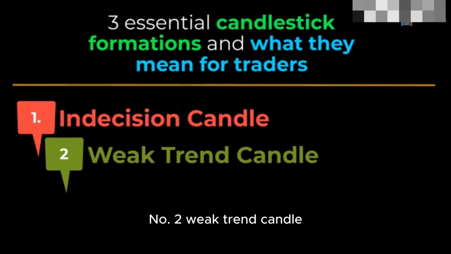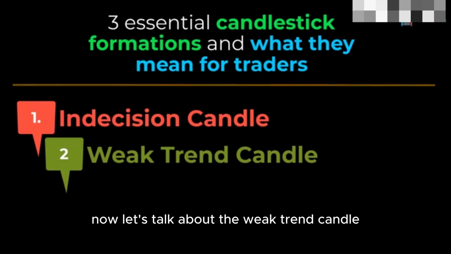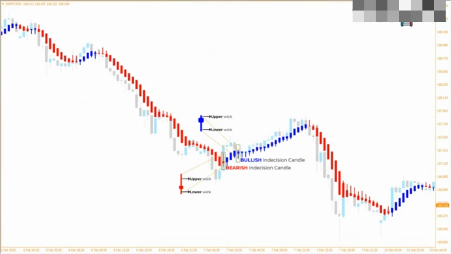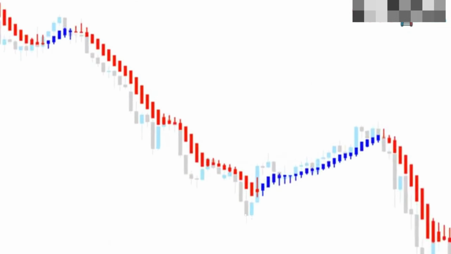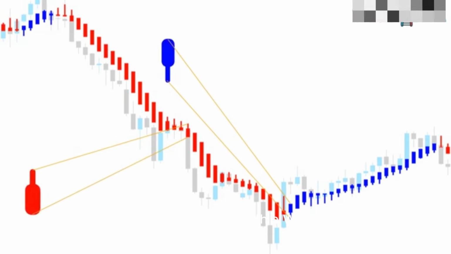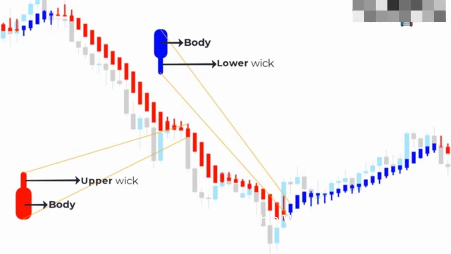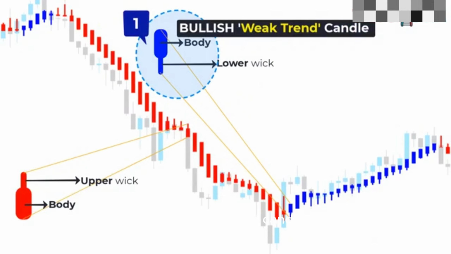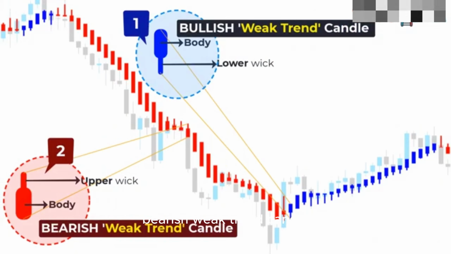Number 2, the weak trend candle. Now let's talk about the weak trend candle, a crucial signal that helps traders understand whether a trend is still valid, but temporarily losing momentum. This candle has a small body with a wick on one side, indicating that a trend has already formed, but remains relatively weak. There are 2 types of weak trend candles: 1, bullish weak trend candle, 2, bearish weak trend candle.